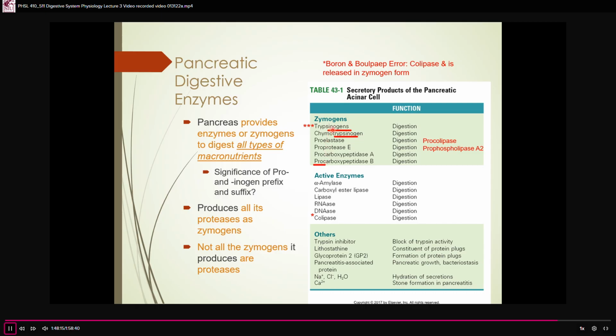Many of these, we've learned that the suffix "-inogen" means I'm made as a zymogen, and I am inactive the way I'm made. I have no biological activity, but if you modify me, I can do something. So all of these enzymes whose name ends in "-inogen" are made as zymogens, those inactive precursors that need to be activated somehow. Similarly, if their name begins with the prefix "pro," that also indicates that they are made in zymogen form and they need to be modified.